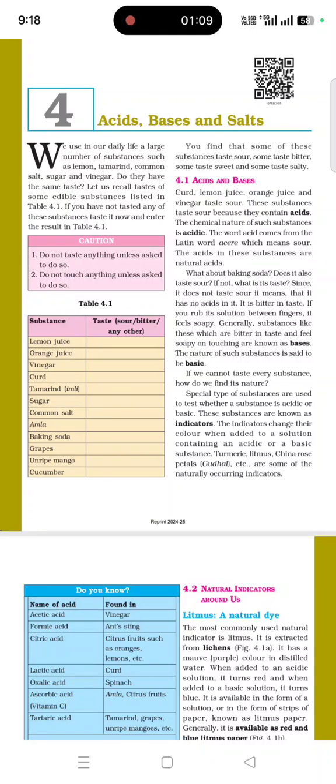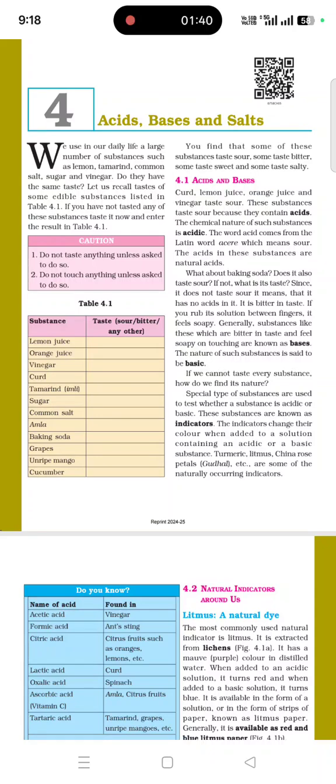Now we'll move to the acids, bases and salts concept. Acids like curd, lemon, orange juice, all these taste sour. These have some kind of chemical substance known as acid. The word acid comes from the Latin word acre, which means sour. The acids in these substances are said to be natural acids because they are naturally found in the environment. Whereas the bases are bitter in taste, and they are soapy to touch, or slippery to touch.